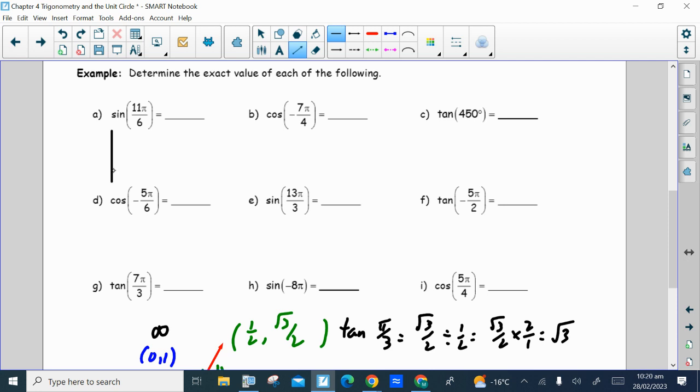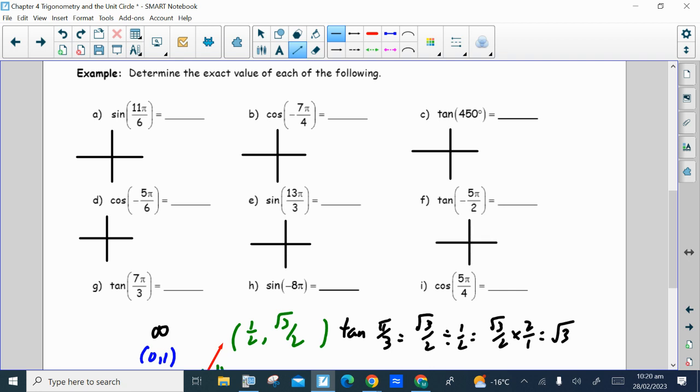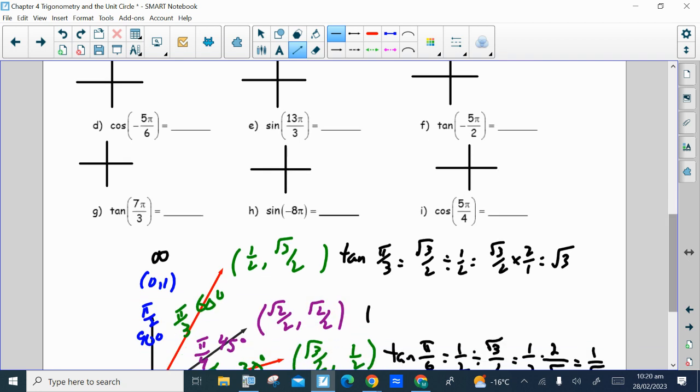So we'll start by drawing XY axes for all of these, because our first step will be to find out where the terminal arm is for each of these. So I'll do G, H, and I along the side here.